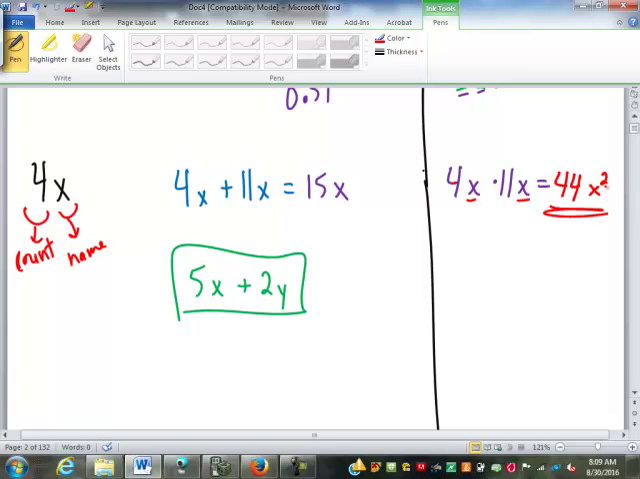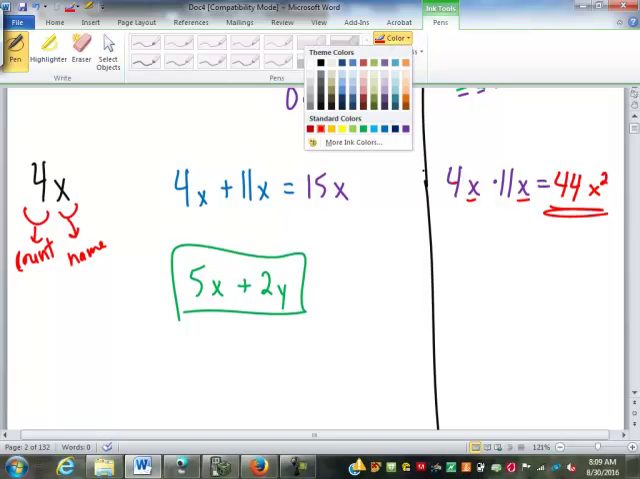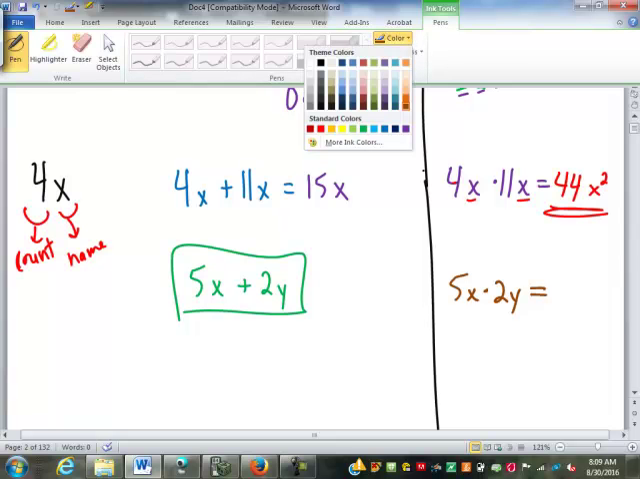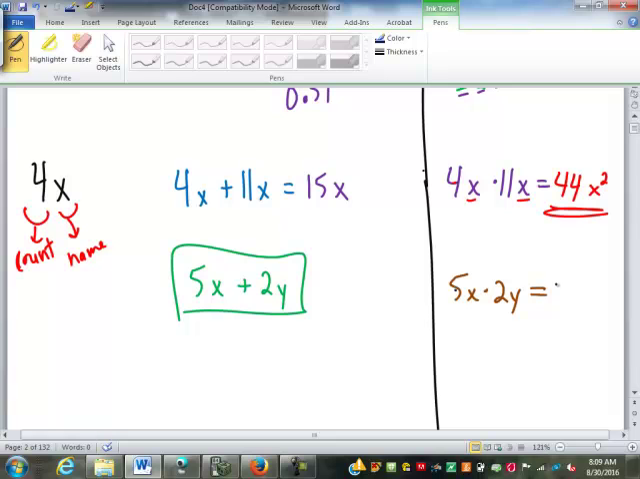Exact same rules as for working with whole numbers. What about 5x times 2y? Can it be done? Yeah, because when I multiply, I do not need to have the same name. I combine the counts. 5 times 2 is 10.